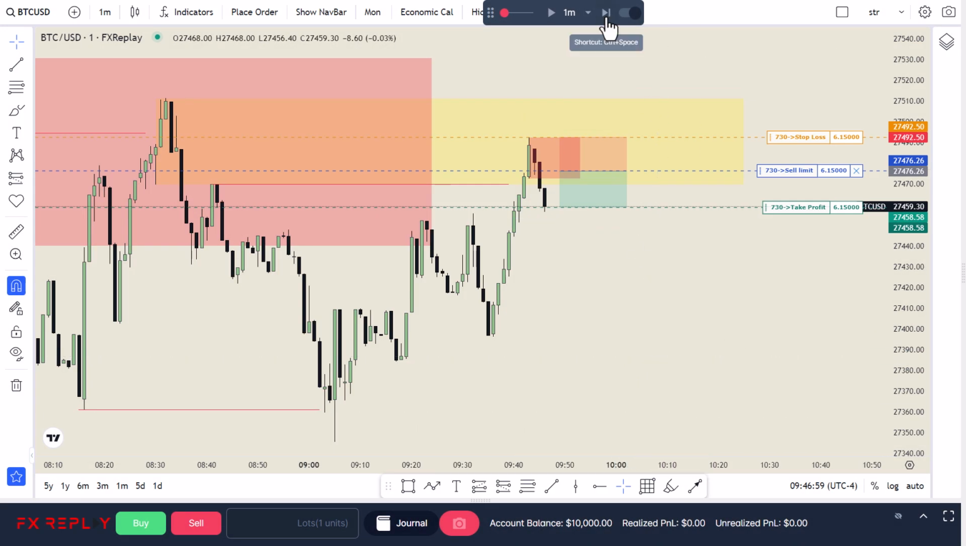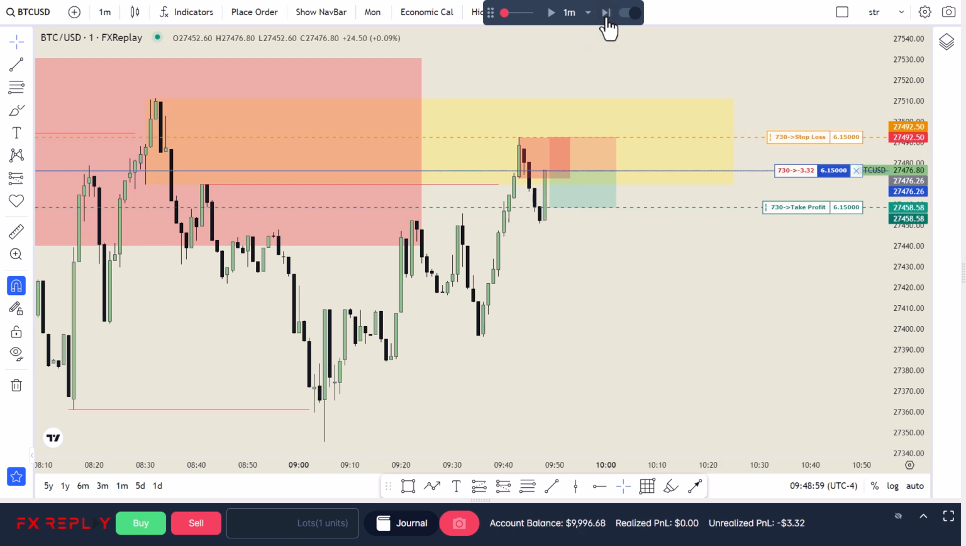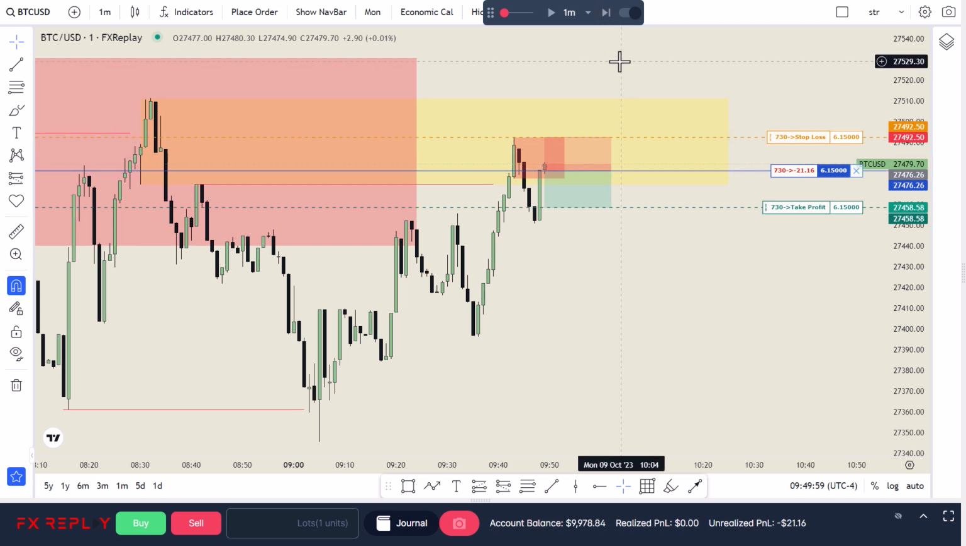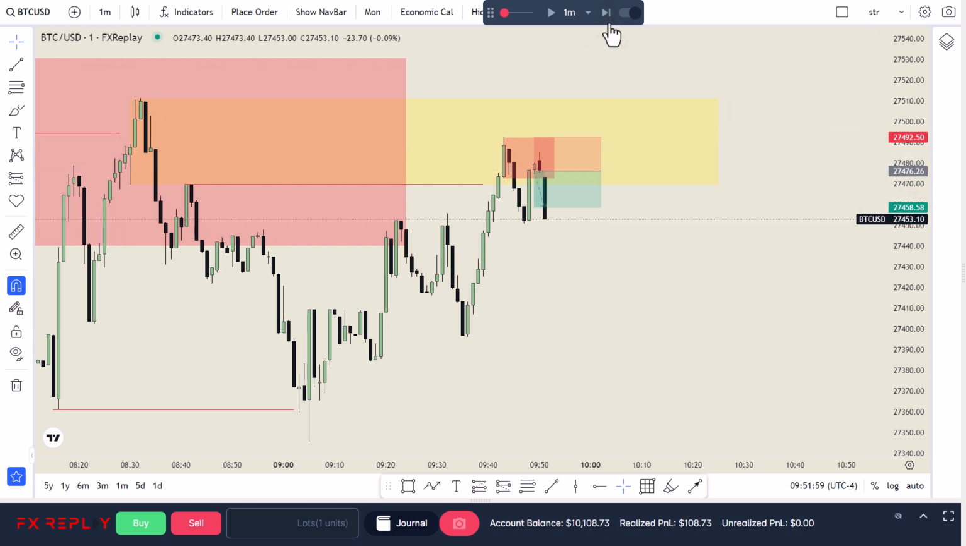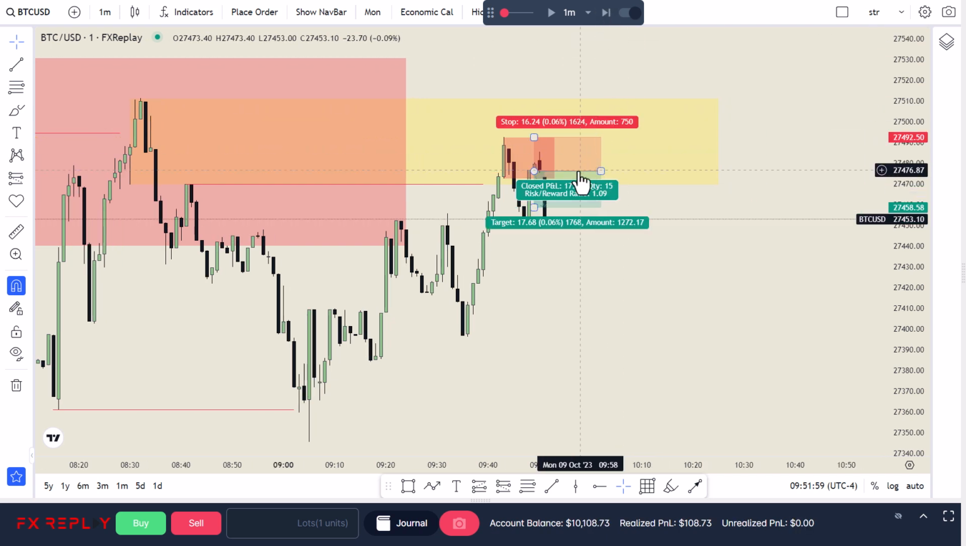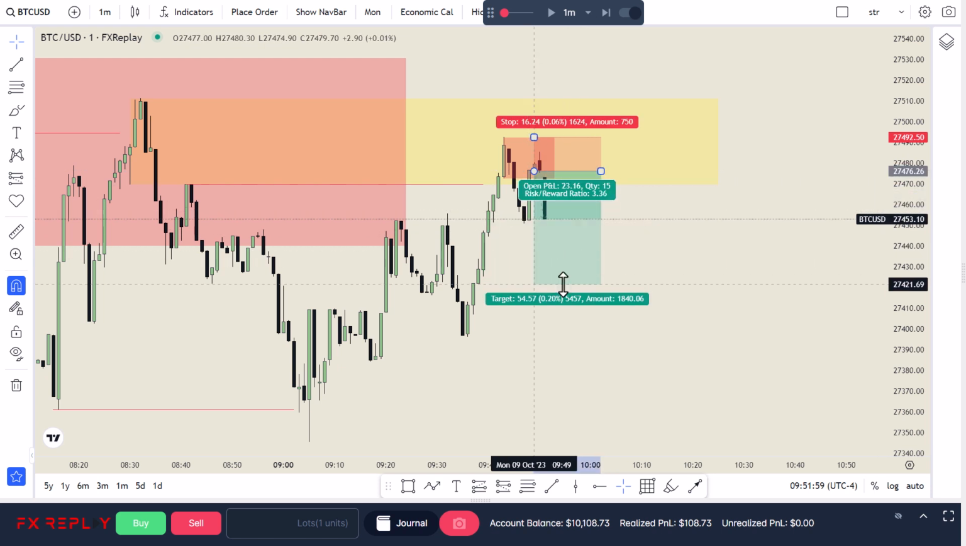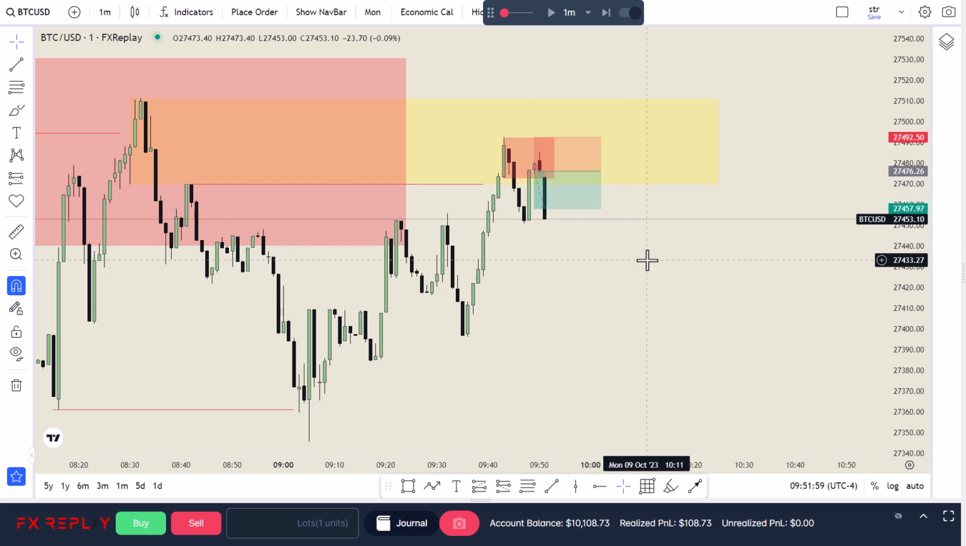All right, so let's see what's going to happen. All right, we are in. All right, so a beautiful one-to-one trade. As you can see, price might potentially trade to here, but this is not my system. I aim for one-to-ones only, all right?